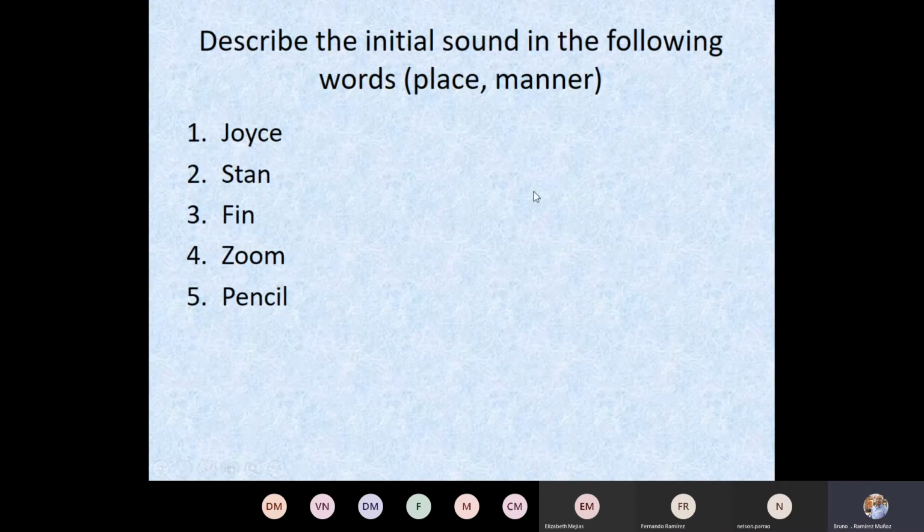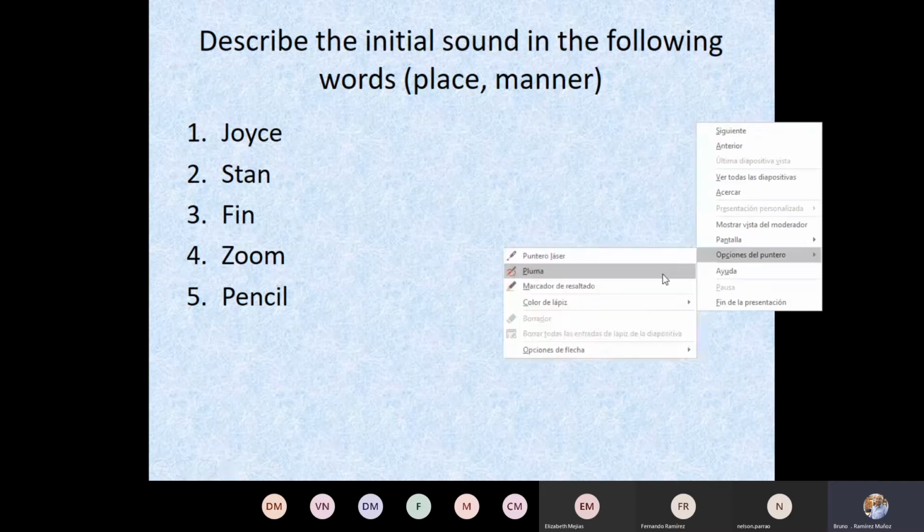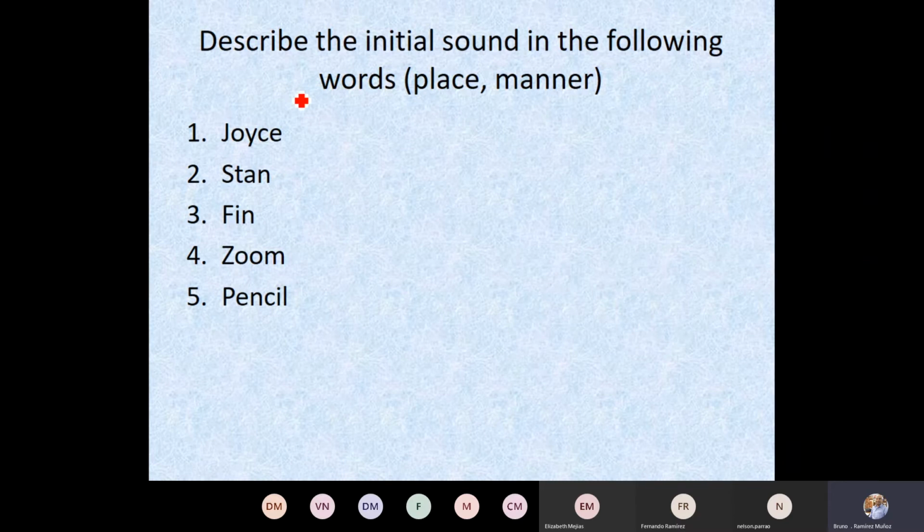Okay, describe the initial sound in the following words. Refer to the place and manner. So which do you think would be the place for the initial sound? Initial sound here. Let's do this as a group, okay?